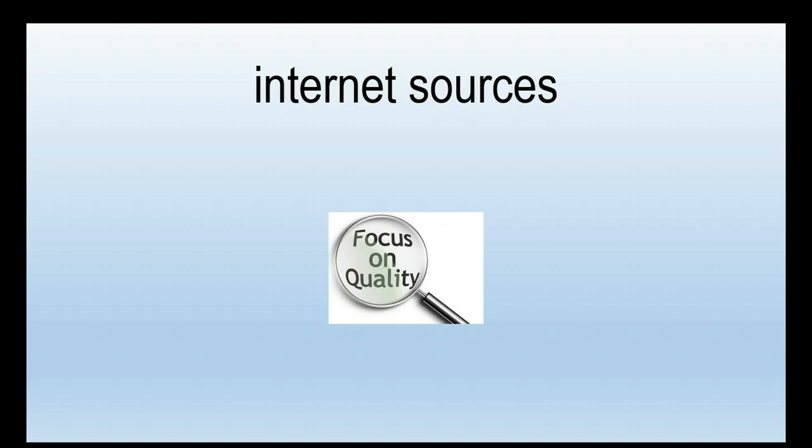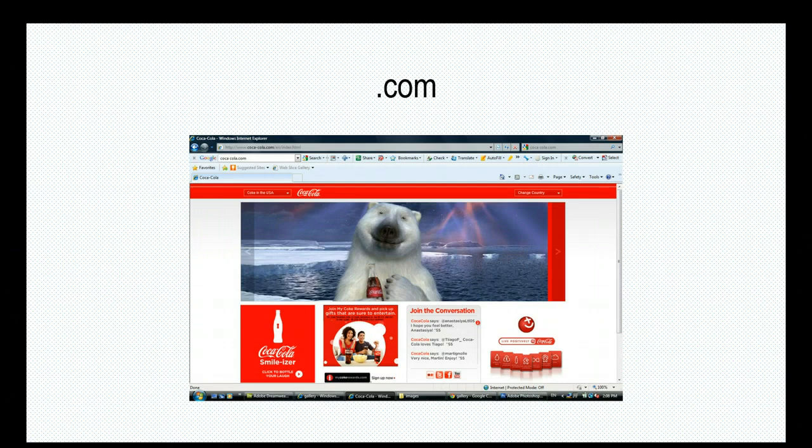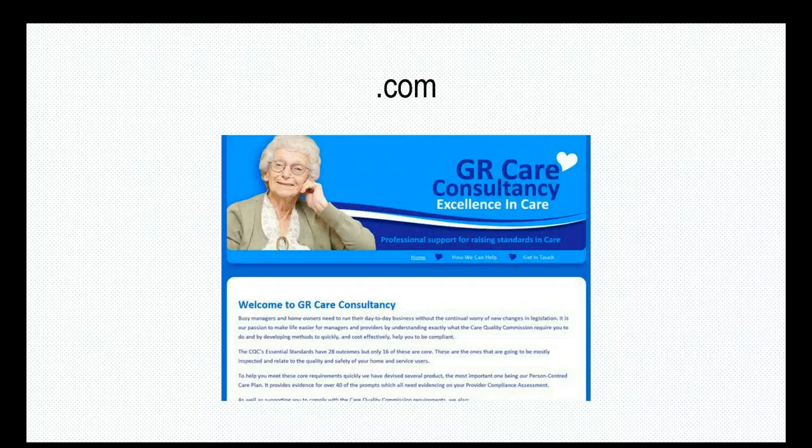Let's talk about internet sources. We need to focus on quality, make sure it's a good source. So you have .com sites, which means commercial. Here's an example of the Coca-Cola website. As you can see, they're trying to sell you something here. Here's another .com site.